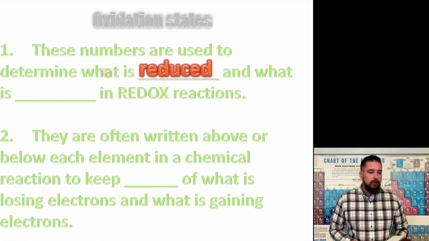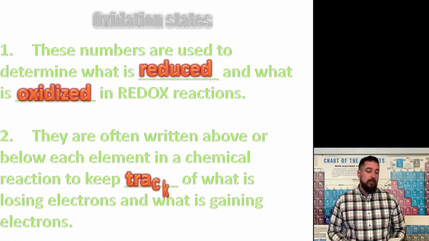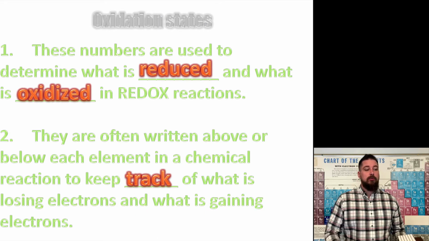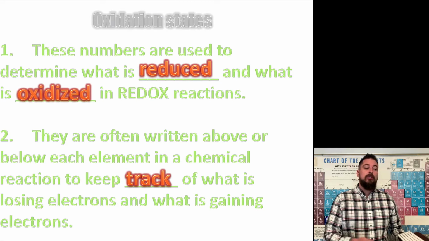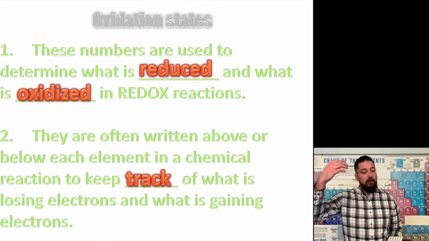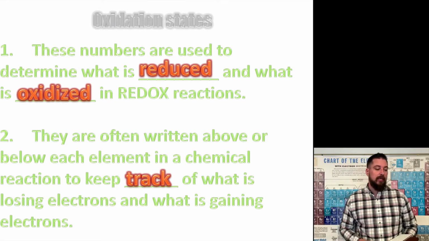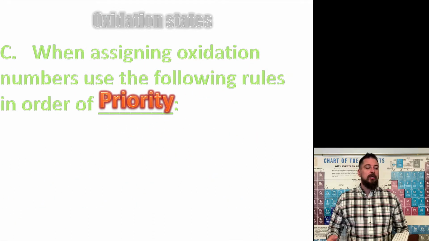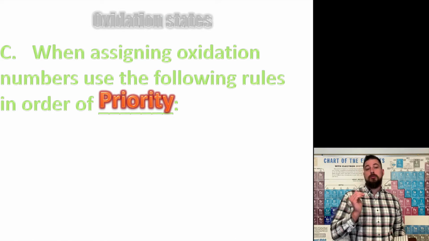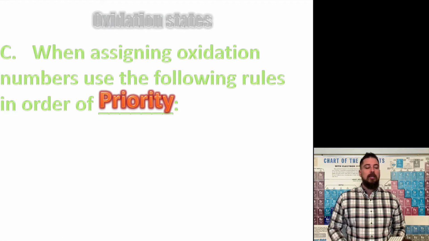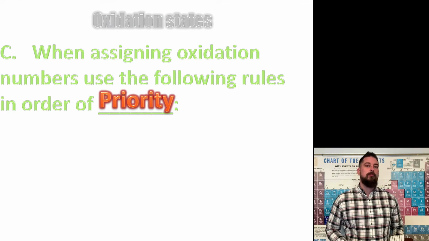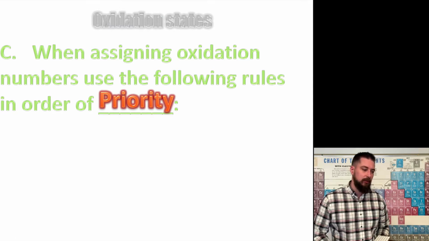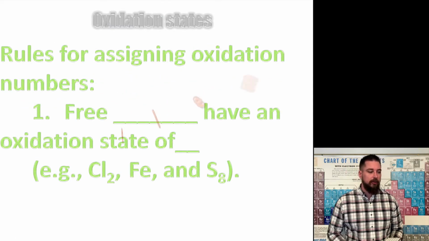All right, so these numbers are used to determine what is reduced and what is oxidized. When we're talking about how to assign oxidation numbers, we can use these to help determine what is reduced and oxidized within a chemical reaction. They are often written above or below each element in a chemical reaction to keep track of what is losing or gaining electrons. When assigning oxidation numbers, you want to use the following rules in order of priority. Start with rule 1 and go all the way down. I'm going to go through the rules, but it's really going to come together when we go through the practice problems. It's the practice problems that really bring it together.